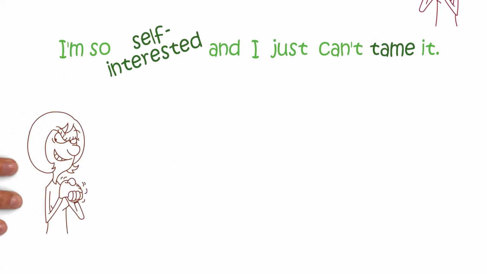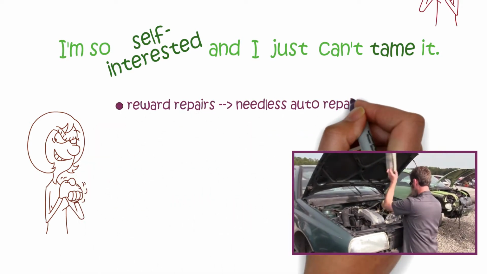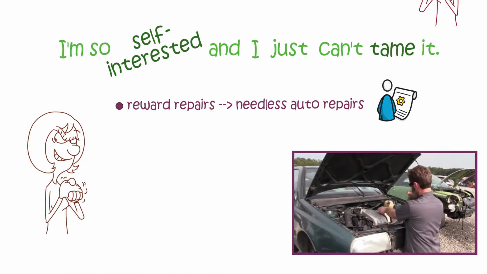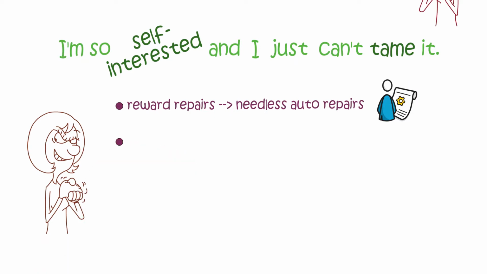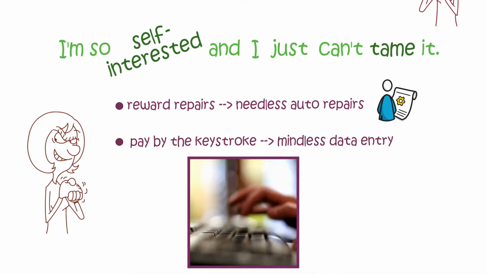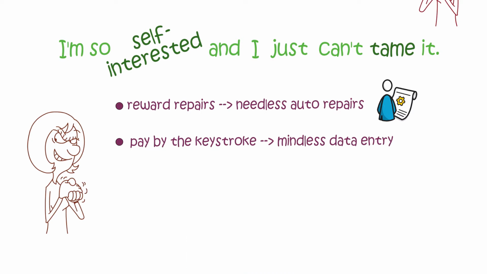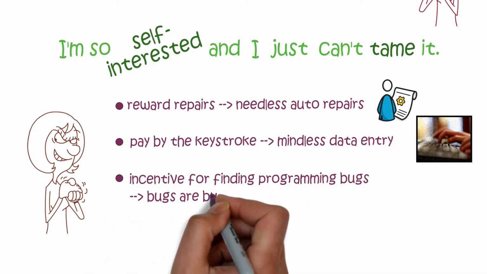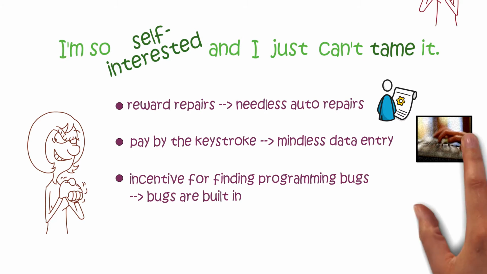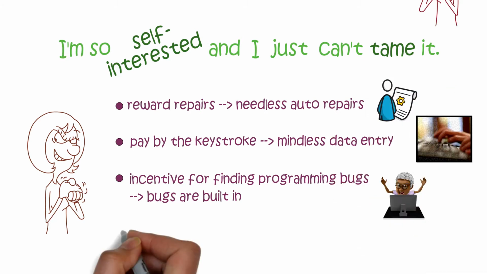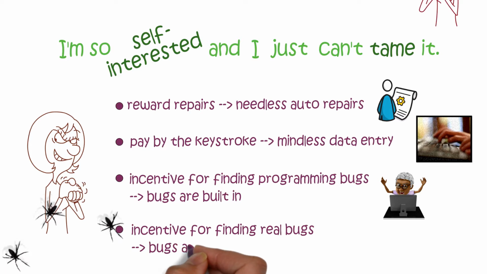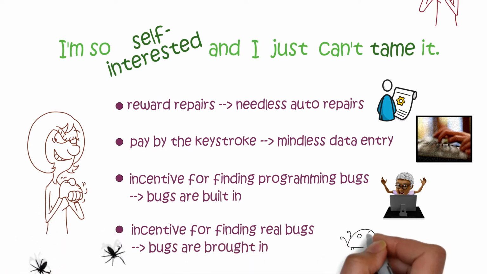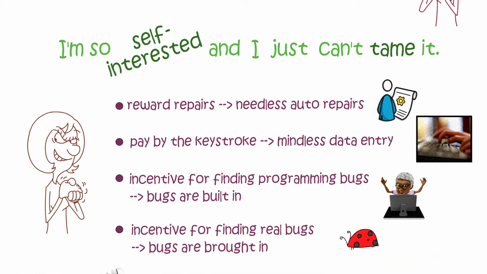Here are some examples. Compensating auto mechanics for each repair might result in a mechanic doing unnecessary repairs. Paying data entry workers by the keystroke might result in mindless repetition on the keyboard that ignores the quality of their work. Paying software programmers to fix bugs might cause some to write bugs into their programs, which they then get paid for finding and fixing. Or a food packaging company that provides an incentive for finding real bugs might find that some workers bring in insects from outside and claim to find them in the food being processed.